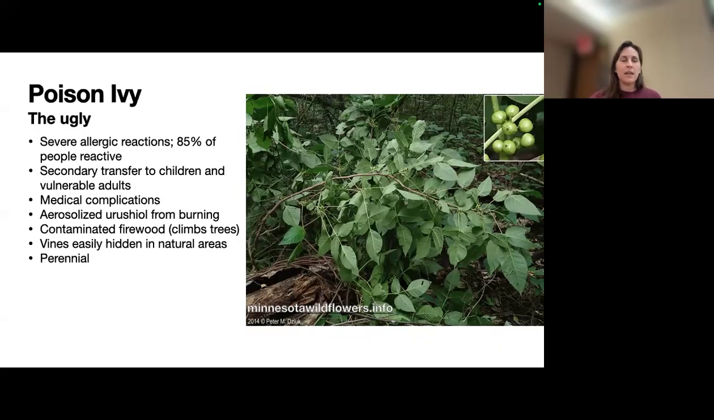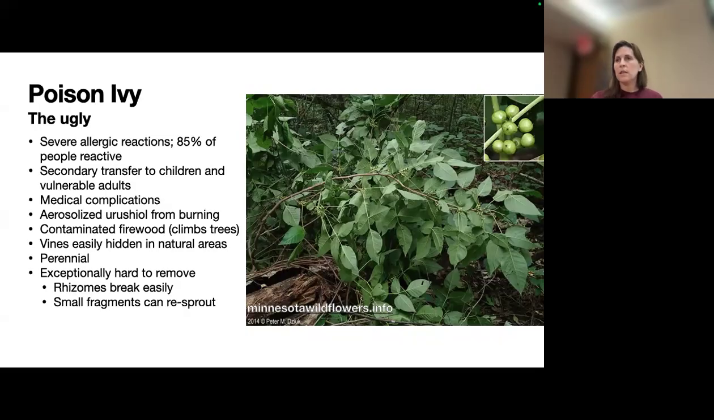Additionally, it is a perennial, meaning that it comes back from the same root. And so it will continue to come back year after year until it is properly managed. And speaking of removing it, it is also exceptionally hard to remove, especially that Western poison ivy variety, because the rhizomes can break very easily, and those small fragments that are left in the ground can very easily resprout. And so now you have a whole bunch of new little poison ivies. And then also the birds can disperse the seeds, which allows for quick colonization.